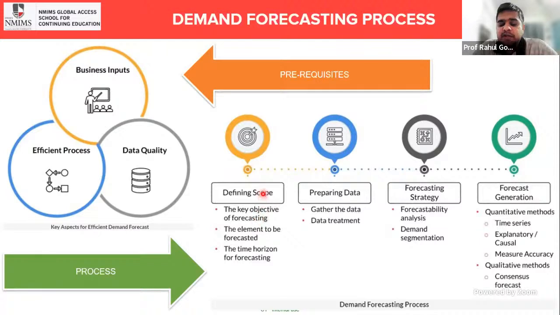So first, we have to define the scope in terms of granularity, in terms of what products, and in terms of horizon. Second, once we are clear on the scope, we have to gather the data. And like I said, data treatment: you have to cleanse the data so that it is ready for modeling, ready to be put into an algorithm as an input, so that an output can be generated. Then once you get the data, you have to create a forecasting strategy. And we will see what is meant by forecasting strategy, because every SKU, all of you understand what SKU is? What is meant by an SKU? All of you understand?